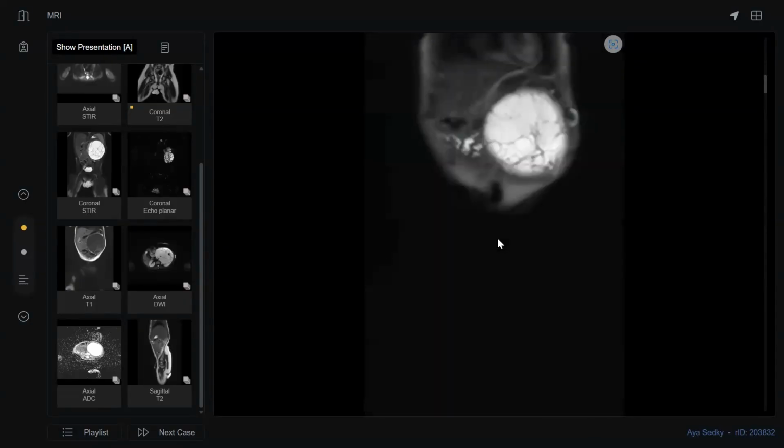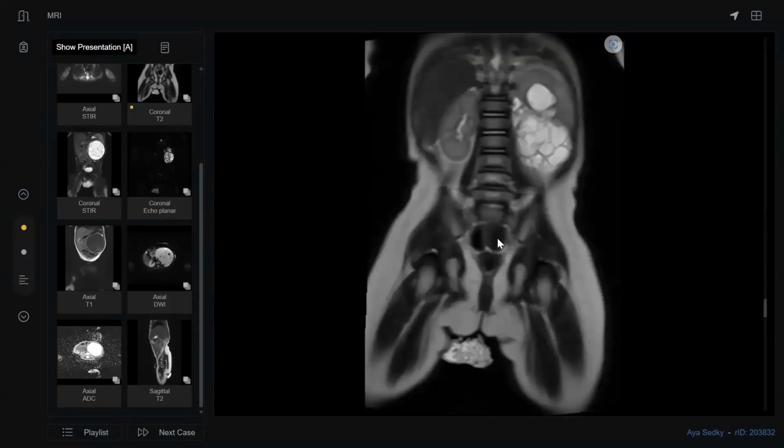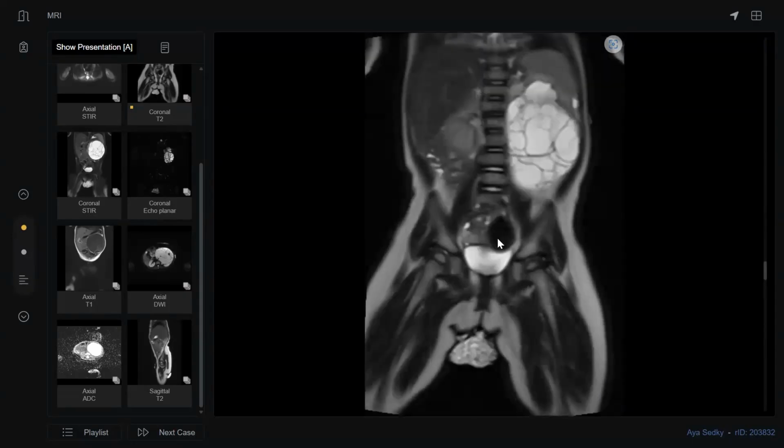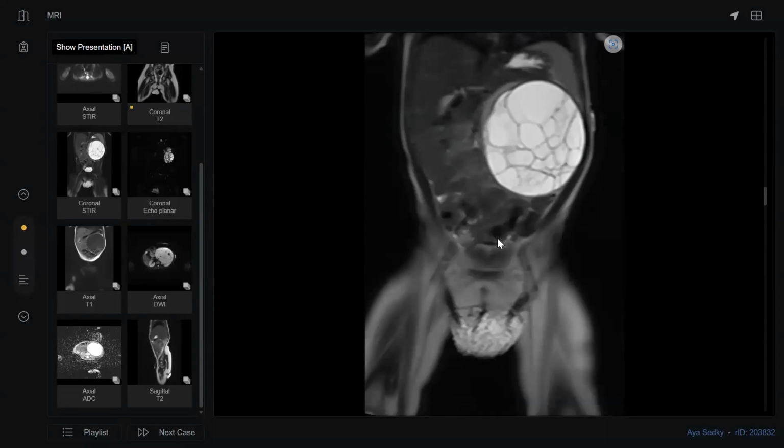I just wanted to revise with you some pediatric renal tumors. Pediatric cystic nephroma is characterized by absence of solid components or any peripheral mural nodules.